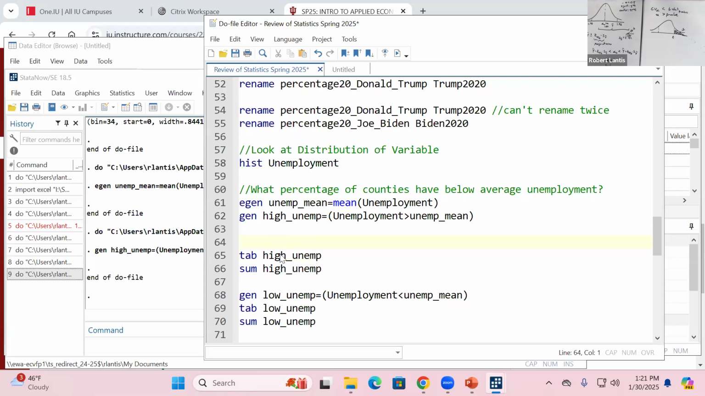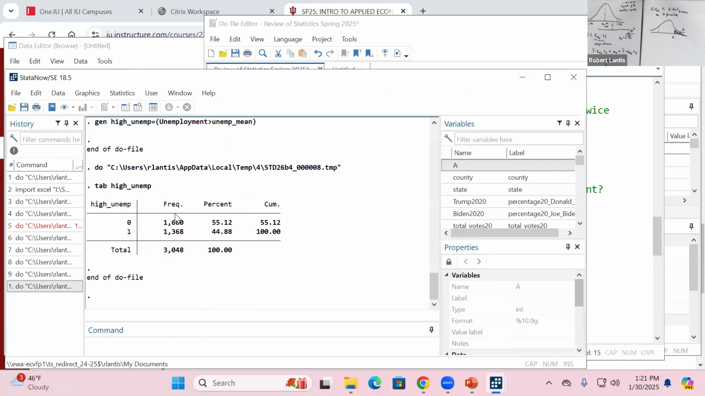Now, if I have indicator variables, what would tab do? It would tell me the number of observations where this high unemployment rate is equal to 1 and the number of observations where it's equal to 0. So with these indicator variables, it's actually kind of handy. What is it telling me? What percent of my counties have a below mean unemployment rate?